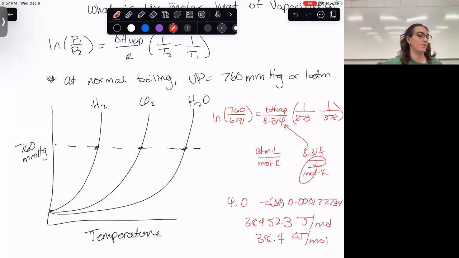Yes, everything boils at 760. Everything boils at 1 atmosphere. We can move on to the next one.